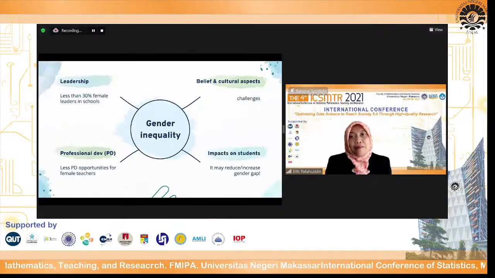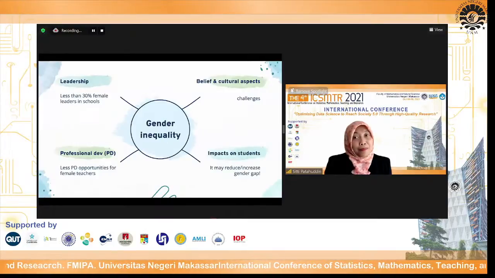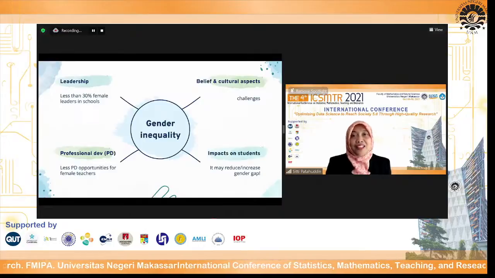What does it mean? Karena memang peluang mereka itu lebih sedikit untuk pengembangan dirinya. Bisa jadi juga belief, bisa jadi juga karena cultural aspect. Tetapi yang pasti, kalau guru perempuan tidak mendapatkan peluang pengembangan diri yang maksimal, maka bisa berdampak pada kualitas pembelajaran anak.